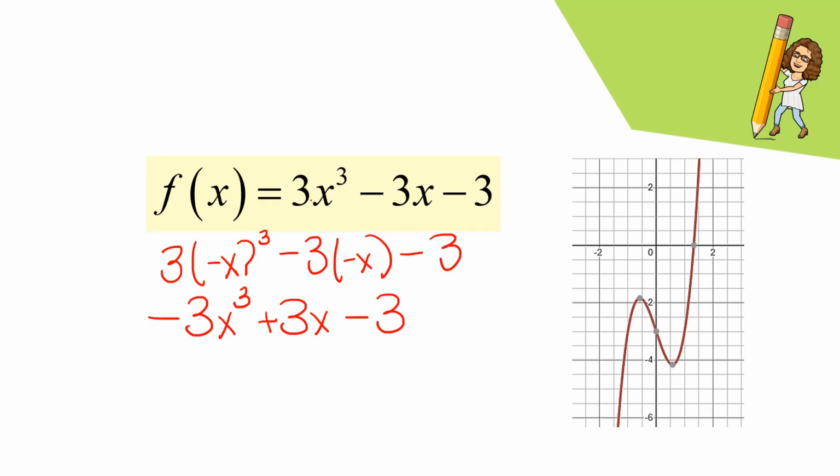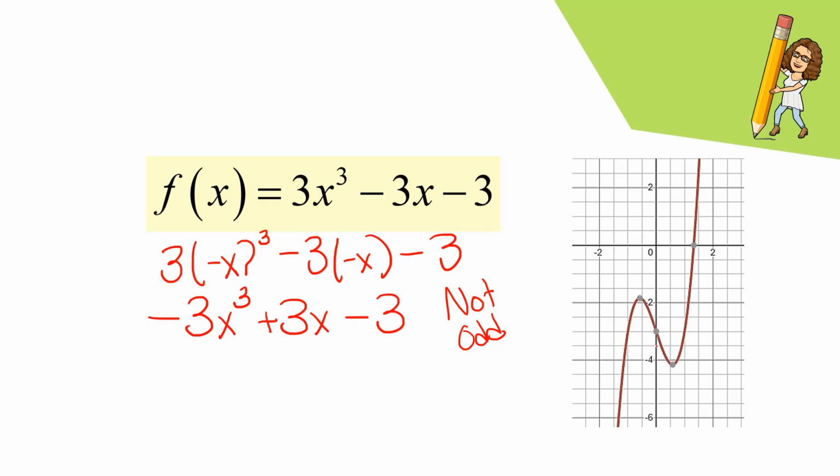So let's check. Okay, perfect. We swapped signs. And we swapped signs. Didn't swap signs on the last one, right? So this one is not odd. It's also not even because not everyone stayed the same. And if we look at our graph, yeah, there's definitely not y-axis symmetry. There's definitely not origin symmetry either.